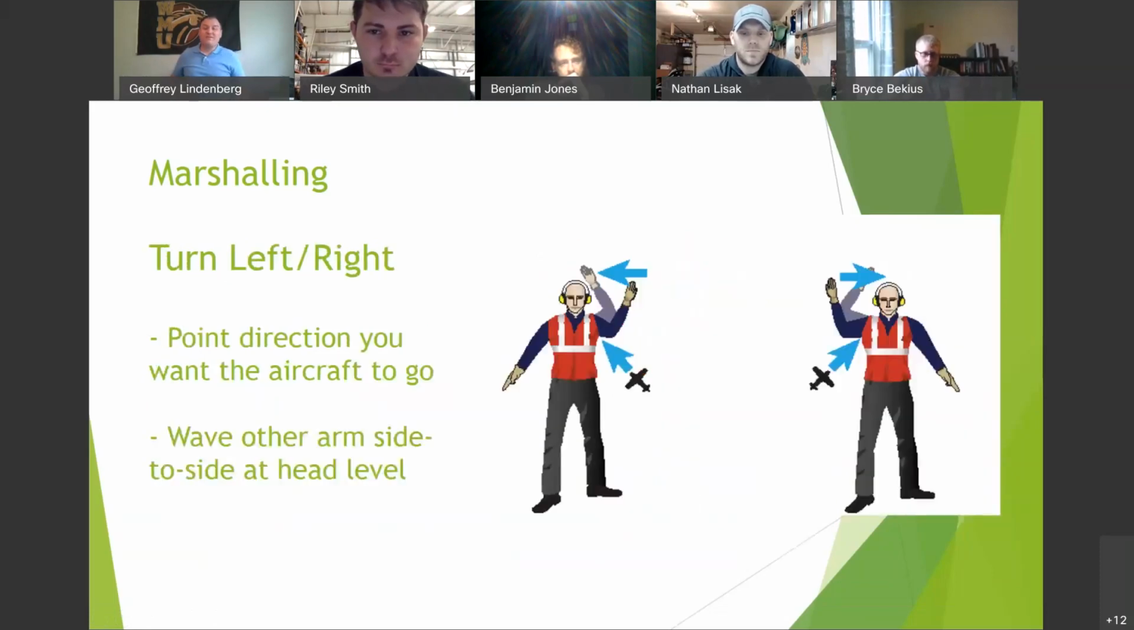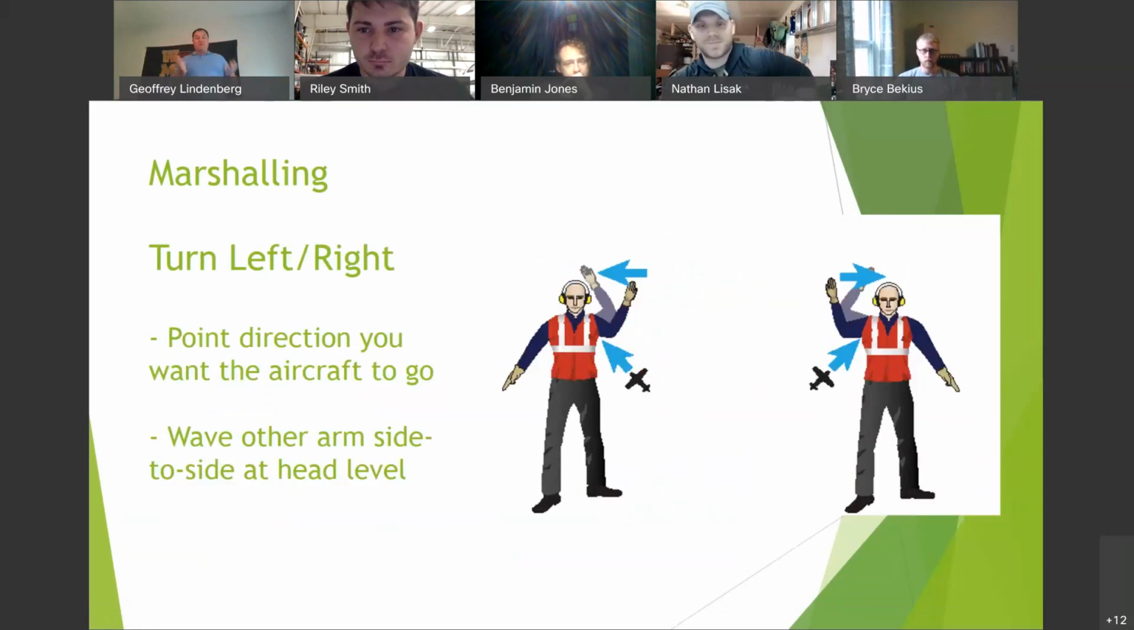When we want the aircraft to turn, now we have to involve two hands. This is where standing up is going to be useful. Let me move the chair out of the way. Okay. So when we're marshaling, if I'm facing you and you're the aircraft, what we're going to do is point the direction we want the aircraft to go.